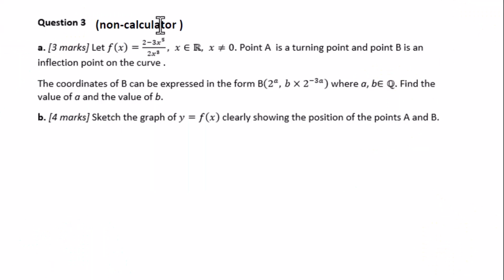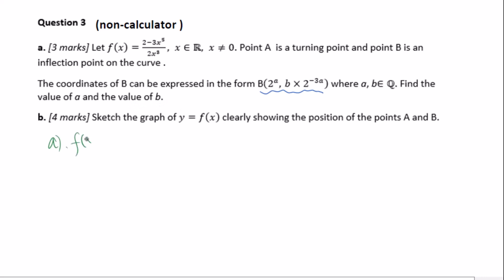Let's go to question 3. Let f of x equals (2 minus 3x to the fifth power) over 2x to the third power. x is all real numbers, and x is not equal to 0. Point A is a turning point, and point B is an inflection point on the curve. The coordinates of B can be expressed in this form, where a, b are rational numbers. Find the value of a and the value of b.